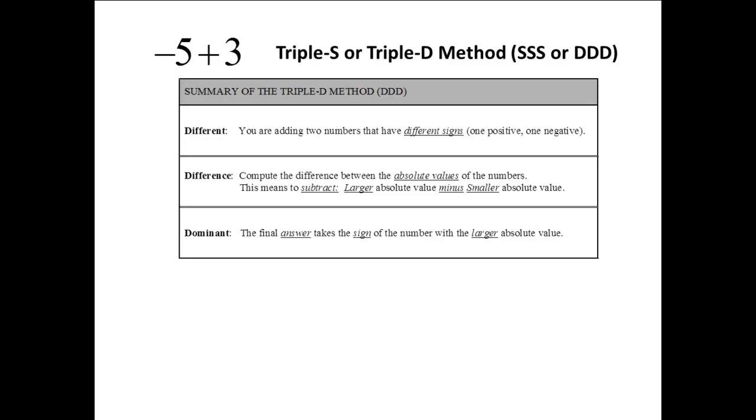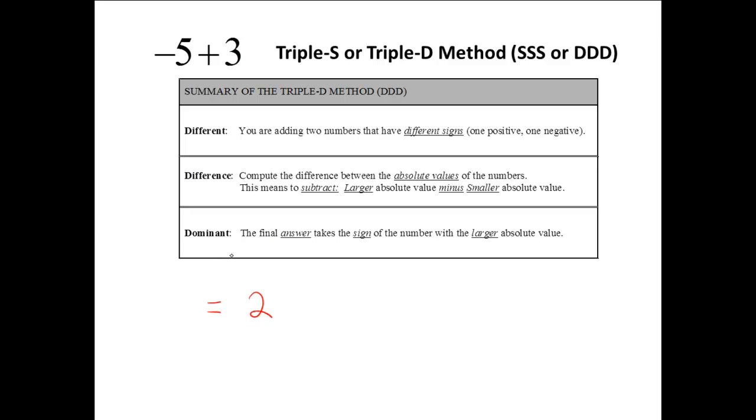We will add negative 5 plus 3 using the triple S or triple D method. In this problem, the signs are different. We have a negative 5 and a positive 3, so we will use the triple D method. The signs are different, so we will take the difference of the absolute values of the two numbers. 5 minus 3 is equal to 2.